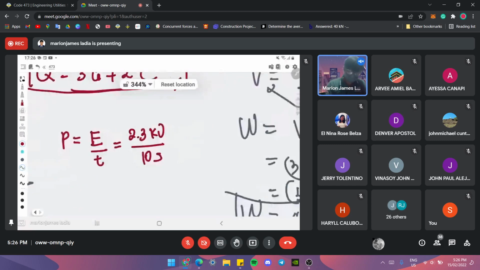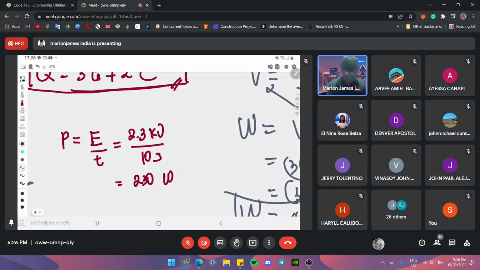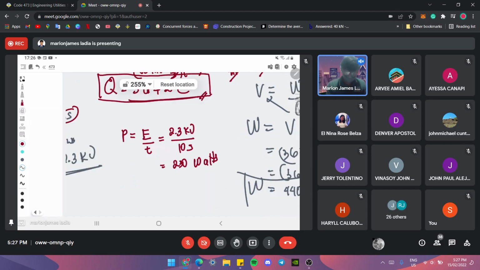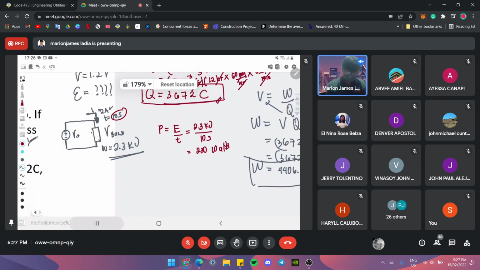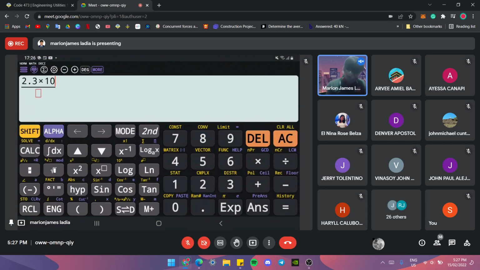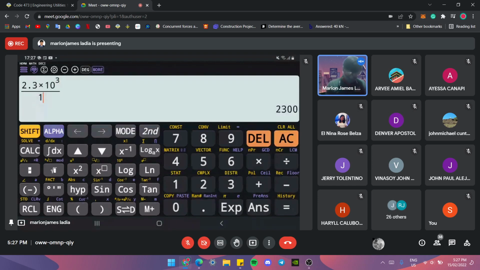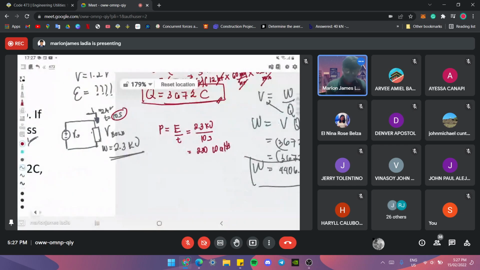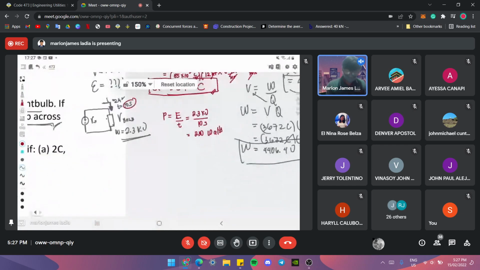Di ba watts yan? So it is equal to 2.3 times 10 raised to 3 over 10. So we have 230 watts. Okay? Sa mga hindi nagko-compute, so compute ko na dito. So we have 2.3 times 10 raised to 3 divided by 10. Okay? So we have 230 watts. So, paano din yung voltage?